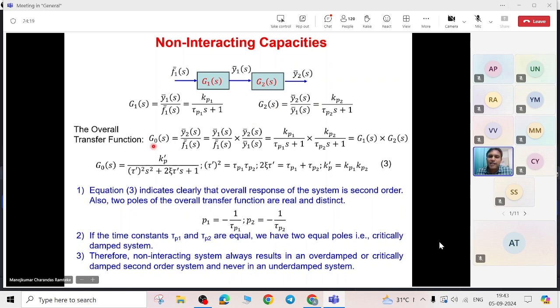The overall transfer function is Y2(S) divided by F1(S), which is the first transfer function multiplied by the second. The first transfer function is Y1(S) divided by F1(S), and the second is Y2(S) by Y1(S). The Y1(S) terms cancel out, and ultimately we get Y2(S) by F1(S), isn't it?